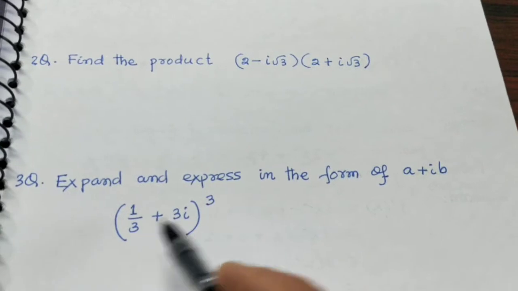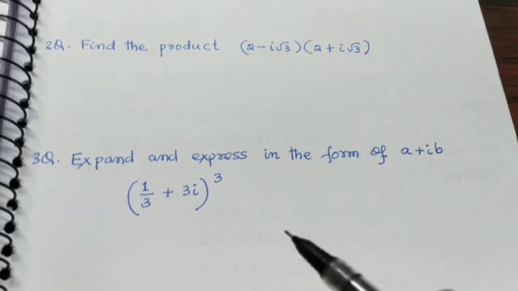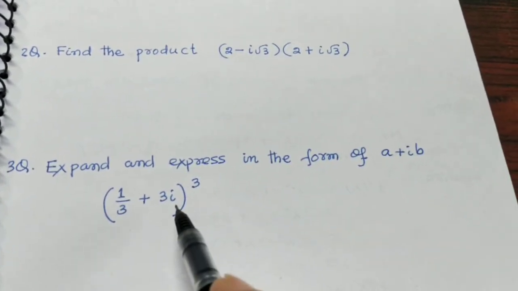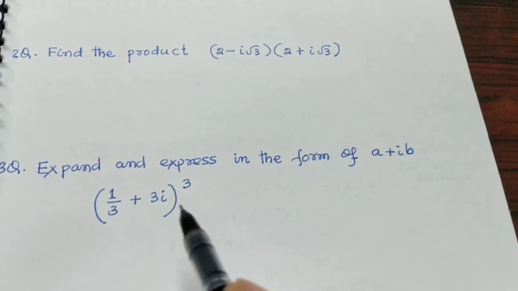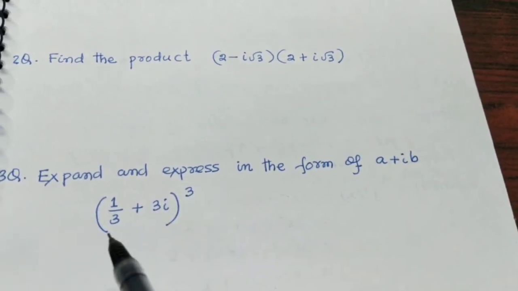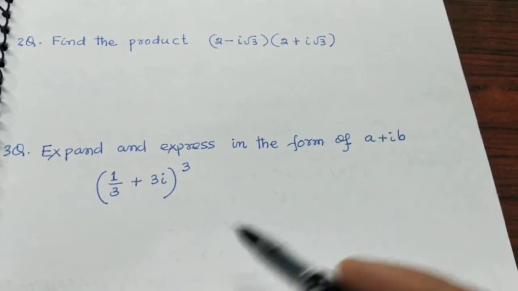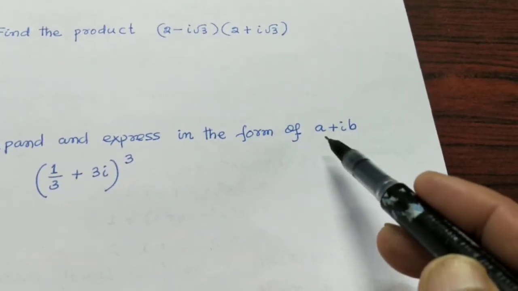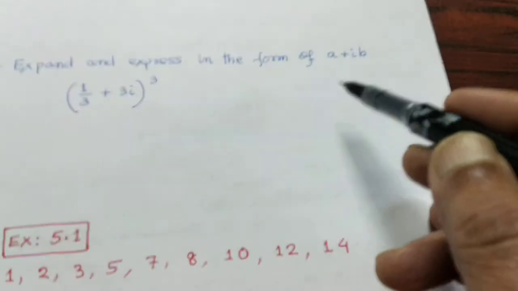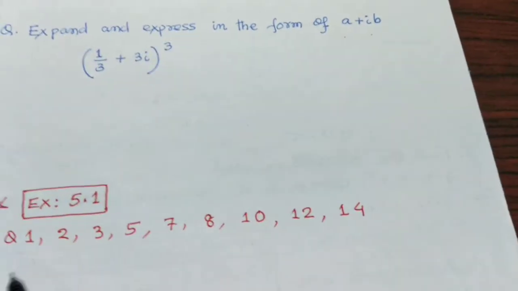Expand a plus b whole cube using the algebraic formula, but wherever you get eta cube, replace that value, and if you get eta square, then it will be minus 1. Similarly, you try, and express the answer also in the form a plus eta b.